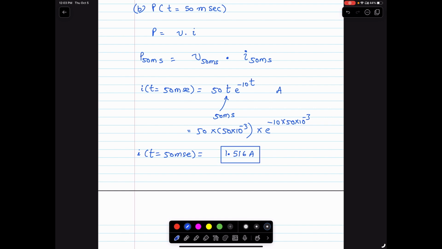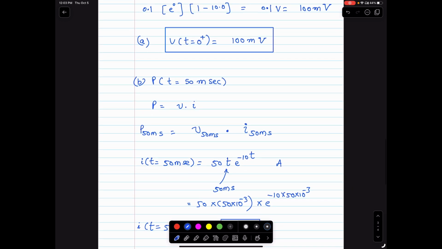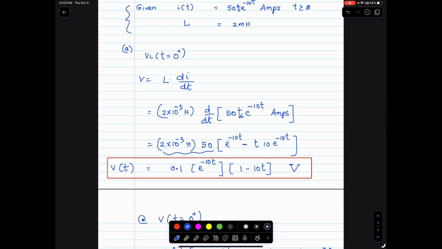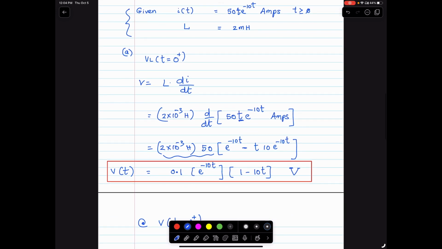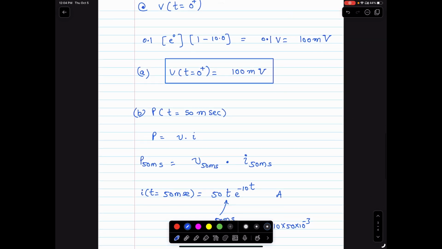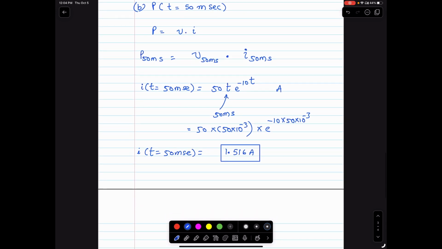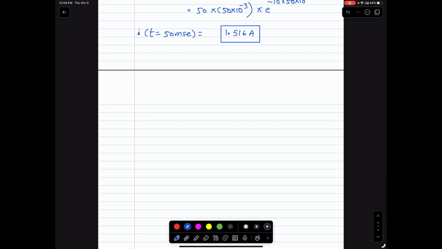Now it's a matter of calculating the voltage. Everybody with me so far? We are solving problem B. We started with an expression for current. We are given that. We are given a value for L, and then we derived an expression for V_L as a function of time. Then we are multiplying the expressions for V and I in order to get power. Pretty straightforward.